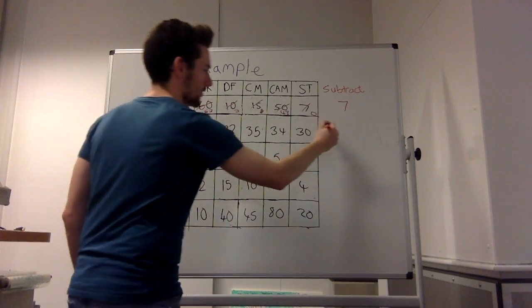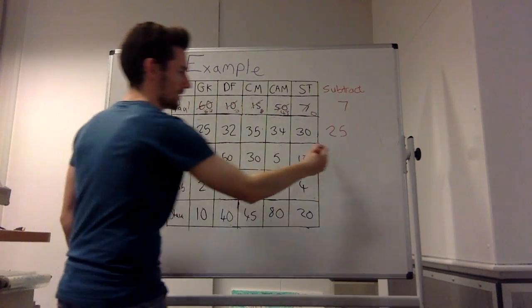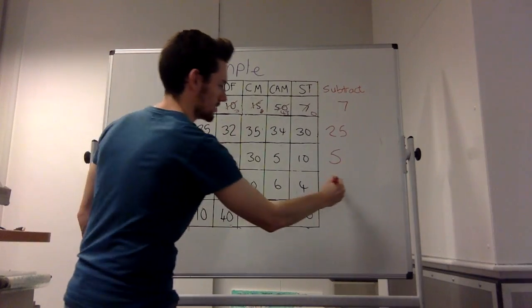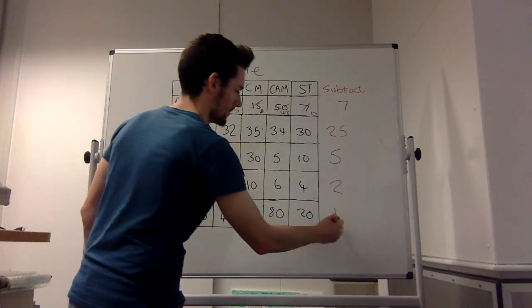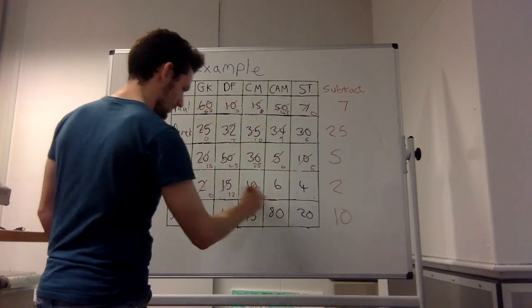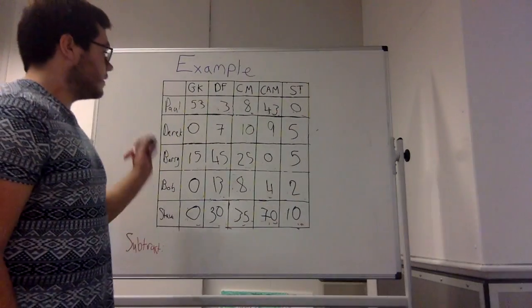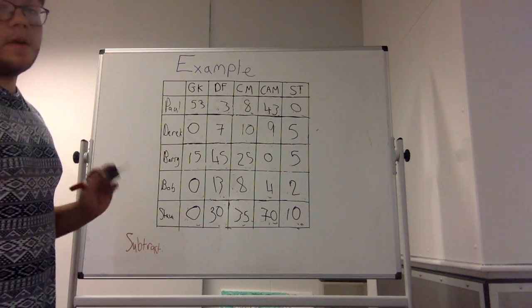Now, onto the next row, we want to subtract the minimum element again. So the minimum element is going to be 25. The minimum element of the third row is going to be 5. The minimum element of the fourth row is going to be 2. And the minimum element of the fifth row is going to be 10. We've now put the new values into the matrix. We can move on to the next step, which is doing the exact same but with columns.